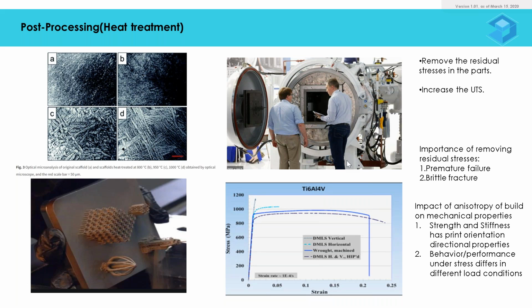And as per the material, there are different types of heat treatment processes. So we'll discuss that in the panel discussion as well. I have shown one typical example of a titanium alloy grade, showing how the strength improves. The stress versus strain map is shown over here, and with the heat treatment we can improve the directional material properties.